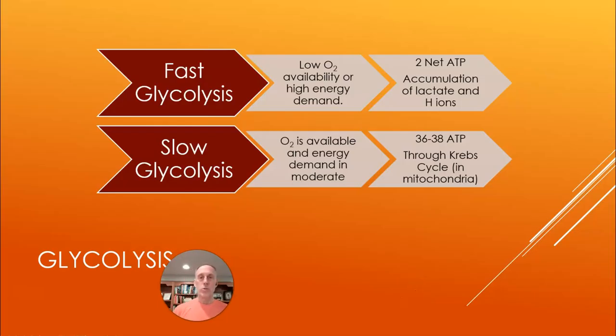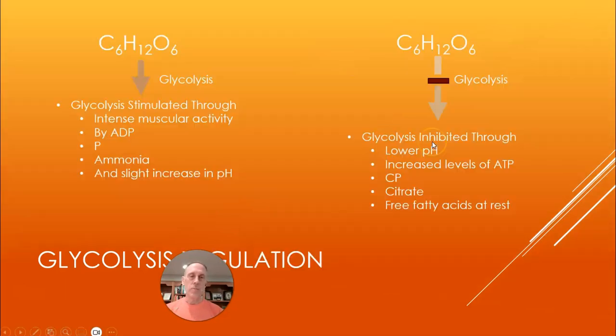We talked about this in terms of the net result of slow glycolysis versus fast. Fast, you end up with a low oxygen environment where you have 2 net ATP. We talked a little bit about the differences between fast and slow, and with slow glycolysis, you're in the Krebs cycle, you're in the mitochondria, and you're creating way more ATP.